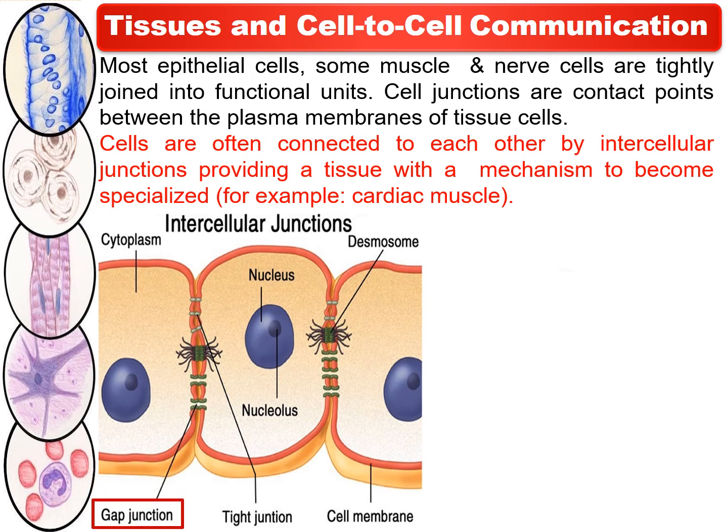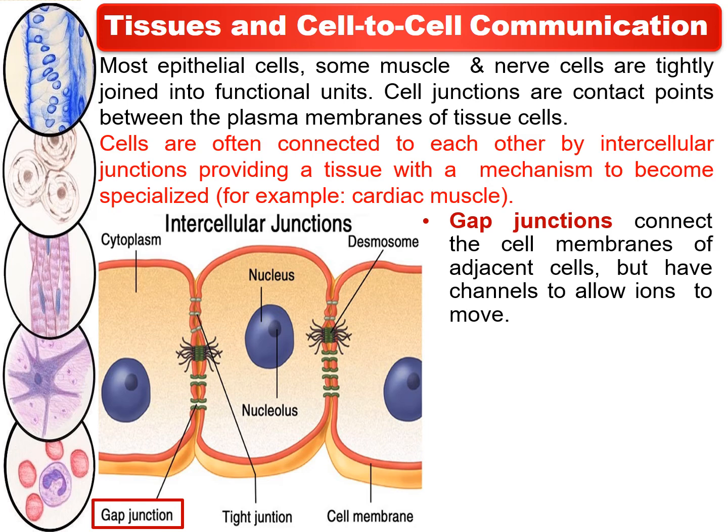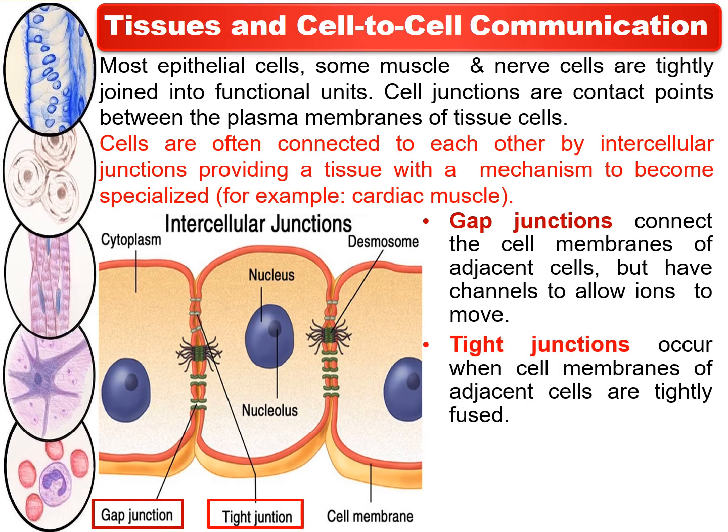First, this one is the gap junction. What is the gap junction? It is clearly seen in this picture. There is a gap, and it is the junction between the two cells. The gap junction connects the cell membranes of adjacent cells but has channels to allow ions to move to either side. Then the other is the tight junction.